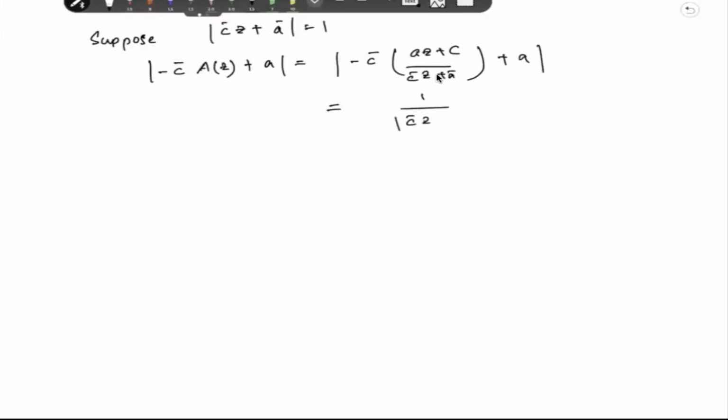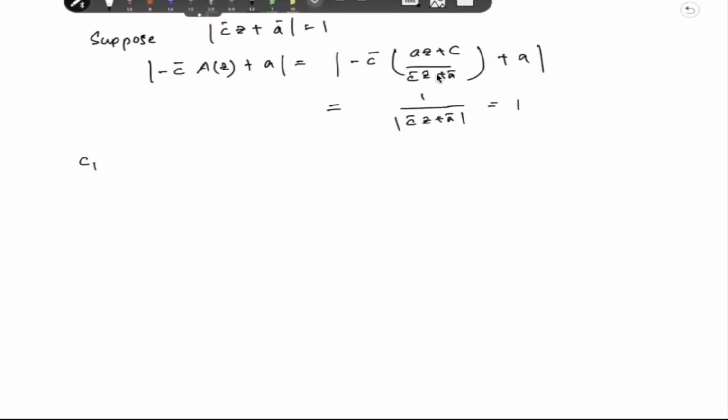Okay. So now if I compute this thing, mod of minus C bar AZ plus A, this will be equal to minus C bar times AZ plus A over C bar Z plus A bar. So take the mod of this thing. This will be equal to 1 by mod of C bar Z plus A bar, which is equal to 1. So we have this observation. So this tells you this thing.